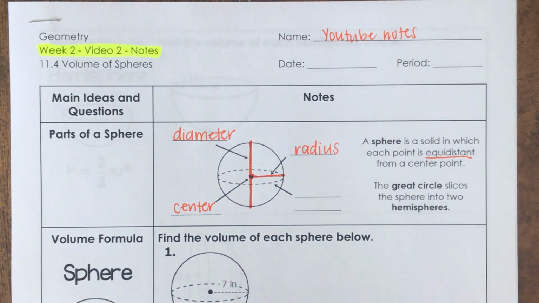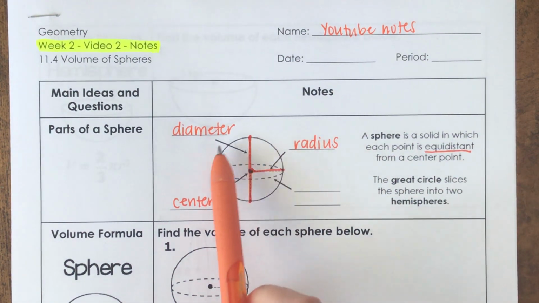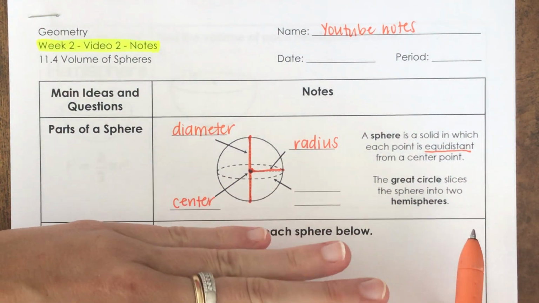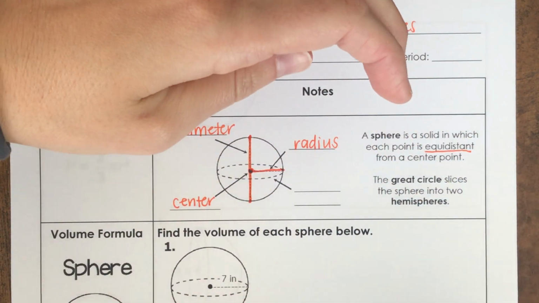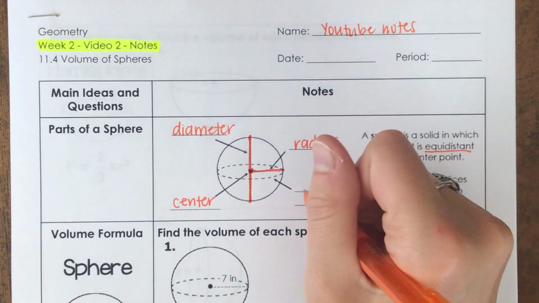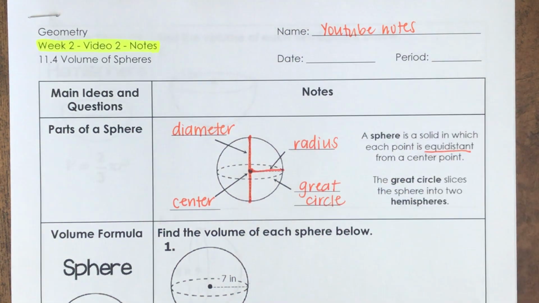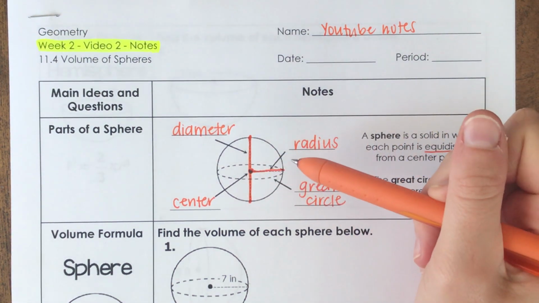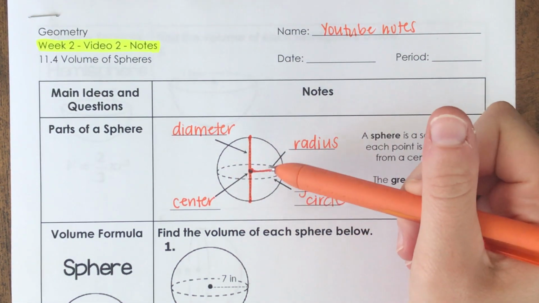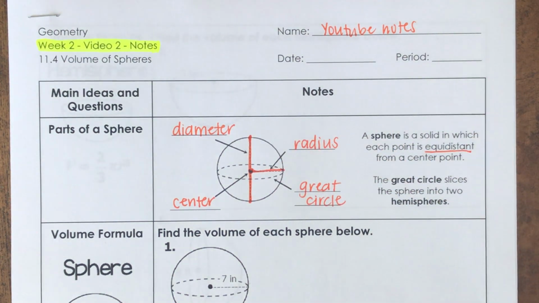The last part is called a great circle. A great circle slices the sphere into two hemispheres. It essentially takes my sphere and cuts it in half, so I've got one half of a sphere on top, one half on the bottom. If you think about the globe, the Earth is a sphere, and so you've got the northern hemisphere, which is where we live, and the southern hemisphere. A hemisphere is half of a sphere.